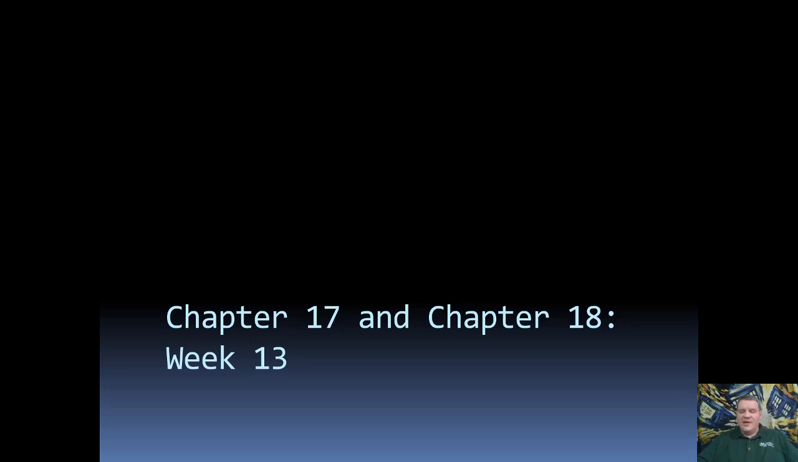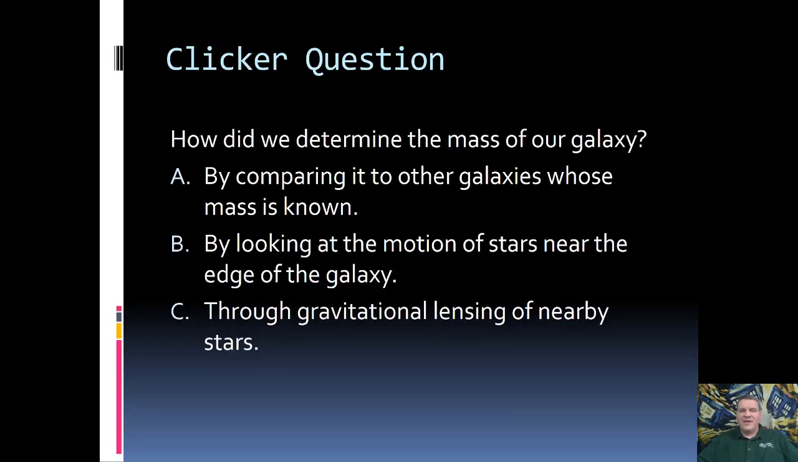But first, we're going to begin with a question to see if you remember something from a previous time. How did we determine the mass of our galaxy? Think back to when we were talking about our own Milky Way. How did we actually figure out its mass? A, by comparing it to other galaxies whose mass is known. B, by looking at the motion of stars near the edge of our galaxy. Or C, through gravitational lensing of nearby stars. Go ahead and think about it, see if you can remember. We'll discuss it in a bit.